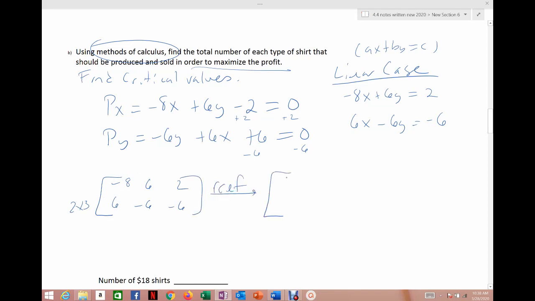Alright, and so this is the work we want to see, so that we know how you're solving this. This is what you're going to type into your calculator. Do the row reduced echelon form, and then it should simplify out to the matrix. Again, show this, as we know that's where you're getting your work from.